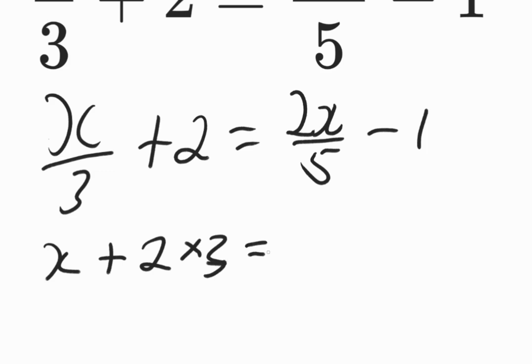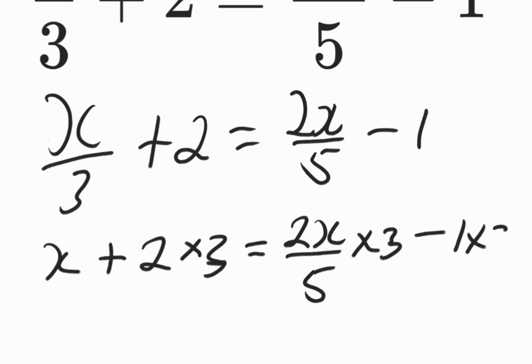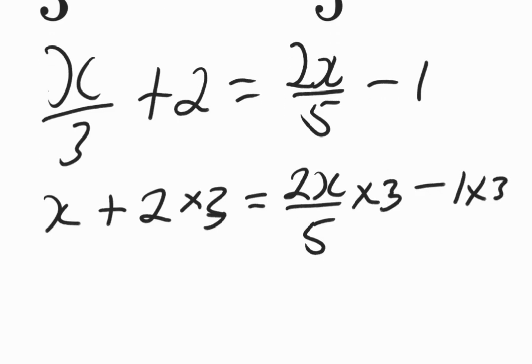times 3 equals 2s over 5. 2s over 5 times the same 3, right? Minus 1 times 3, right? So let's proceed.